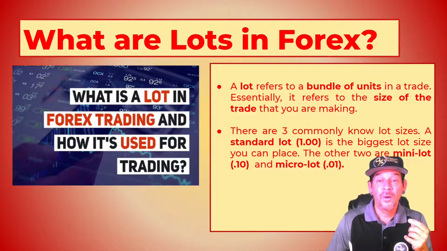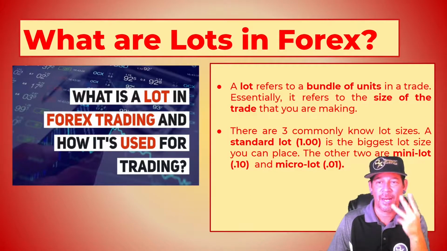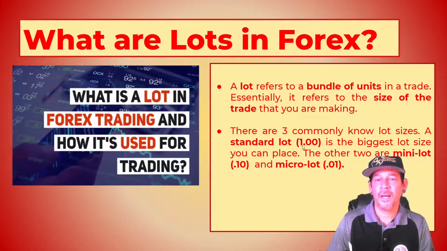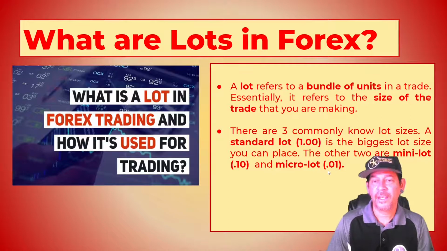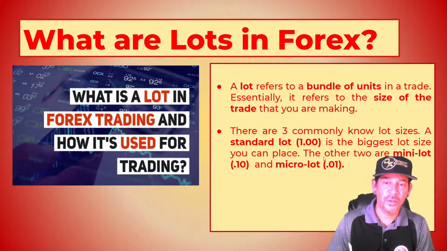So what I need you to know, though, is you can place multiples of these three commonly known lot sizes, meaning you can place 3 standard lots, which would be a 3.00. Okay, or you could place 3 mini lots, which would be a 0.30, or 3 micro lots, which would be a 0.03. Okay, and then so on and so on. Once you go from 0.09 micro lot, as soon as you go up one more size, you are now trading a mini lot. Okay, so anything below 0.10 is considered micro lots.